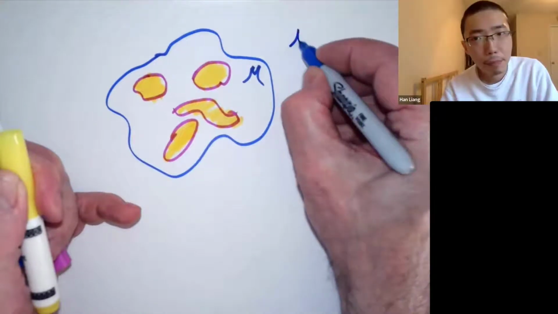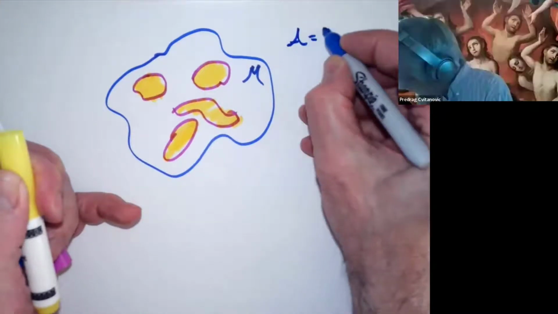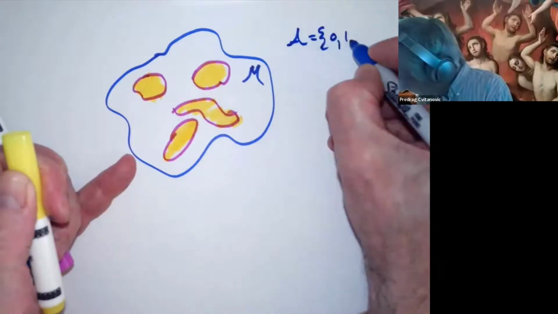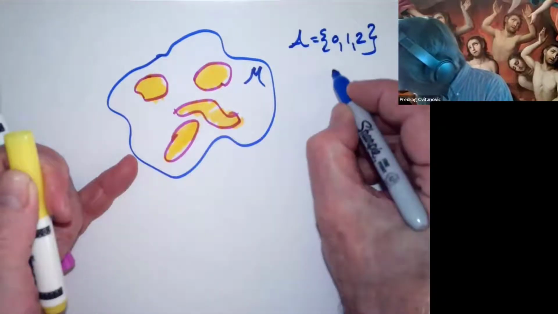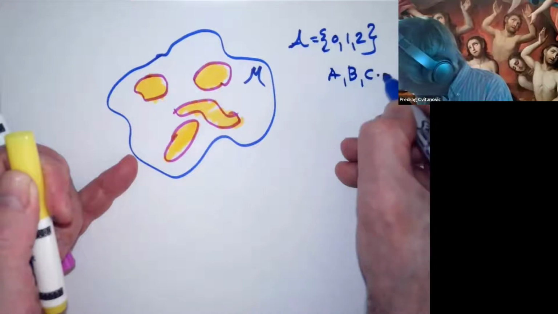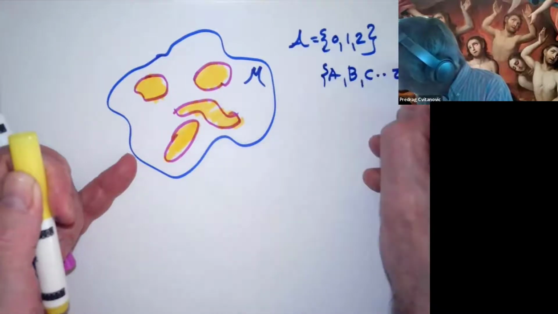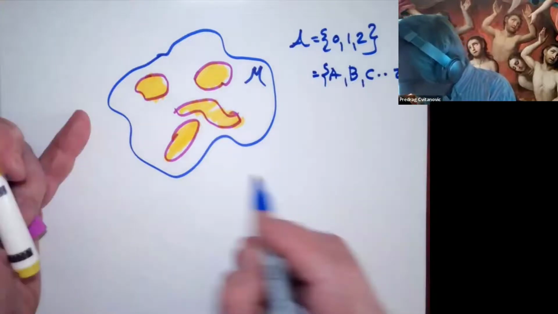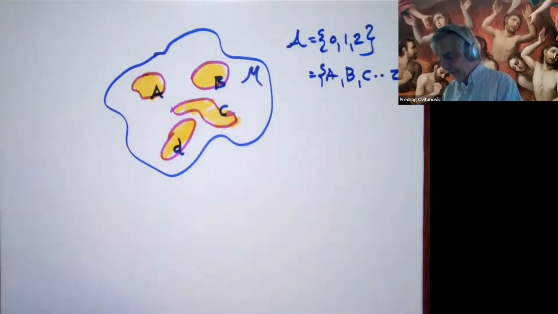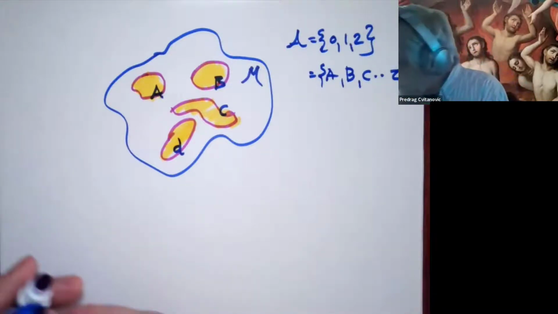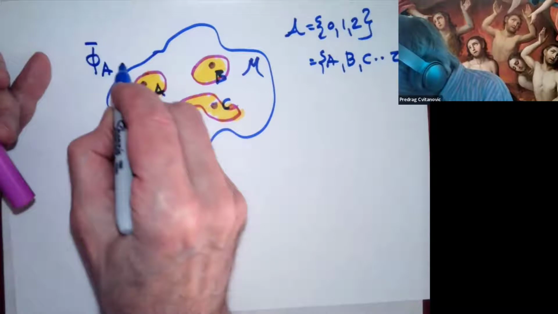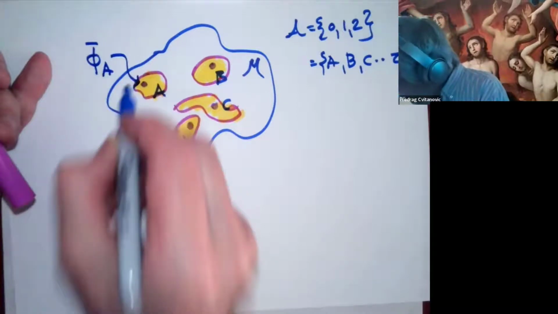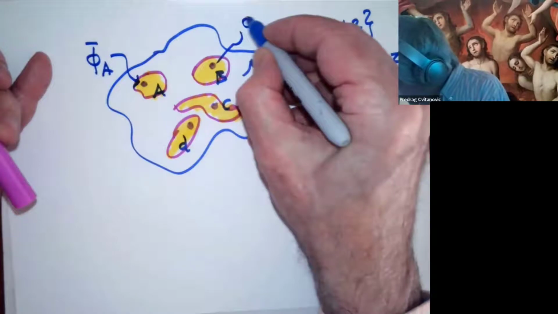So there's some alphabet. Let's say 0, 1, 2, or maybe it's called A, B, C, to Z if there is some other example. And these regions have a name. And now I want a single representative for each one of these regions, which we will call phi hat of A. So it's in this region. There is another representative, phi hat of B.